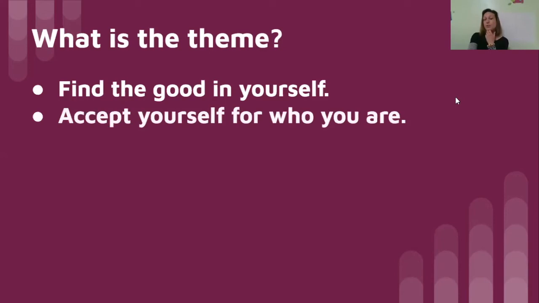About accept yourself for who you are. Accept yourself. Edward learned to accept his neck. He might not like how it looks, but it's useful. It does have benefits, right? It's not so bad. It's not as bad as he thought. So find the good in yourself. Accept yourself for who you are.